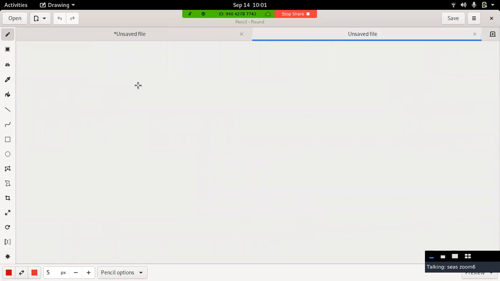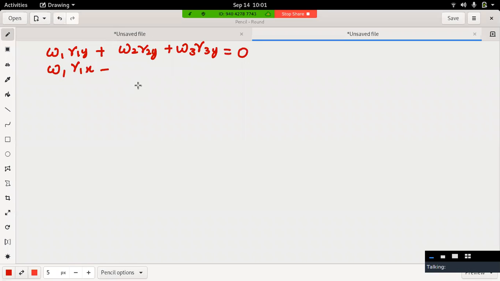We can write omega 1 r1y plus omega 2 r2y plus omega 3 r3y is equal to 0. Similarly, the j component: omega 1 r1x plus omega 2 r2x plus omega 3 r3x is equal to 0.